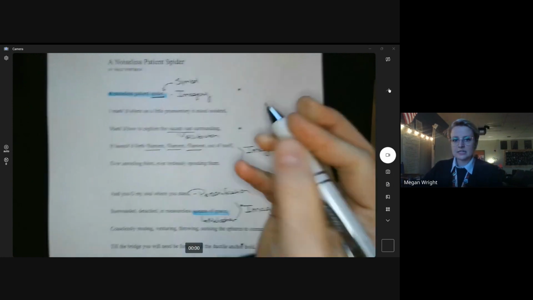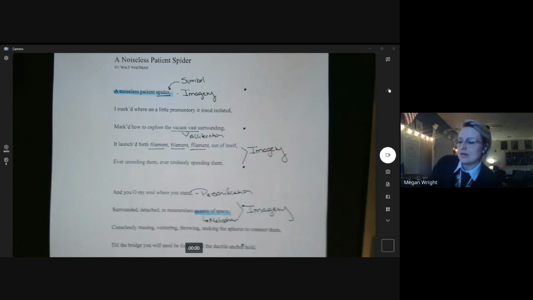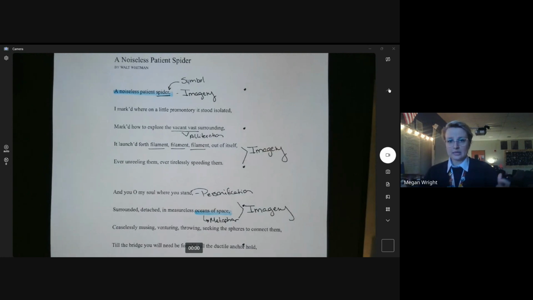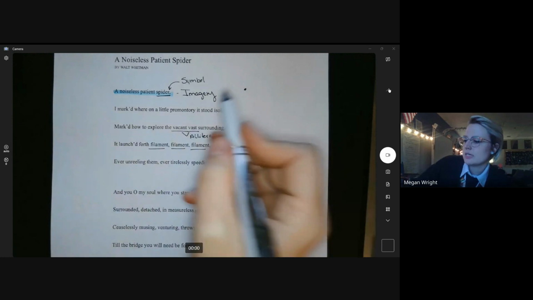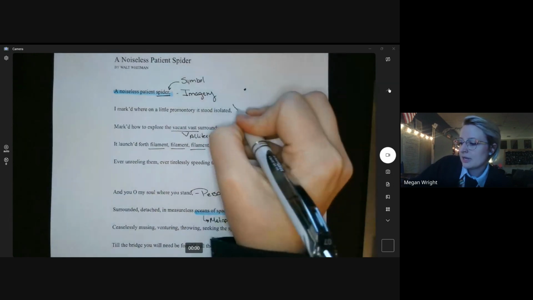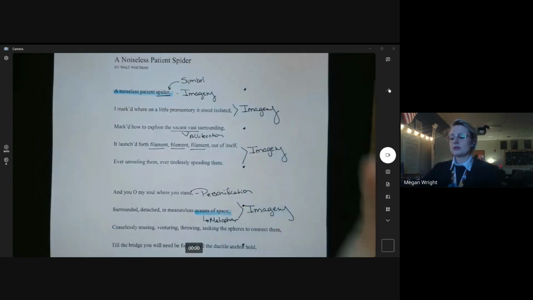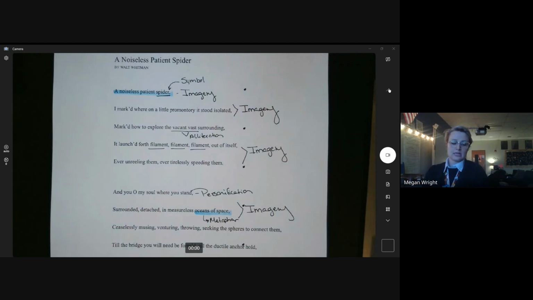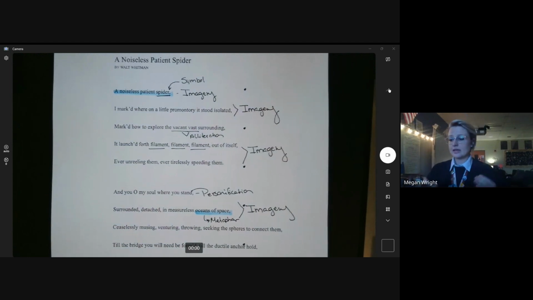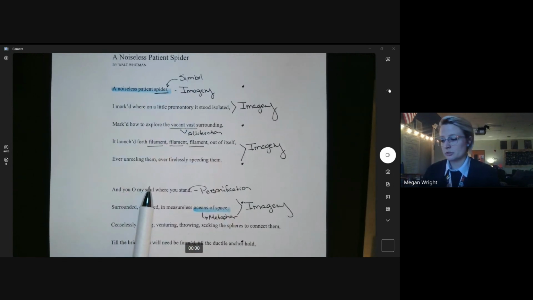Again, re-emphasizing the vast emptiness, this chasm that seems to stand between our spider and this thing that he's attempting to connect with on the other side of it. We see that re-emphasized here where it talks about on a little promontory it stood isolated. So again, we have another piece of imagery here, where it really seems like our spider is isolated from everything else. Again, reconnecting all of the ideas that we've seen in the poem so far.